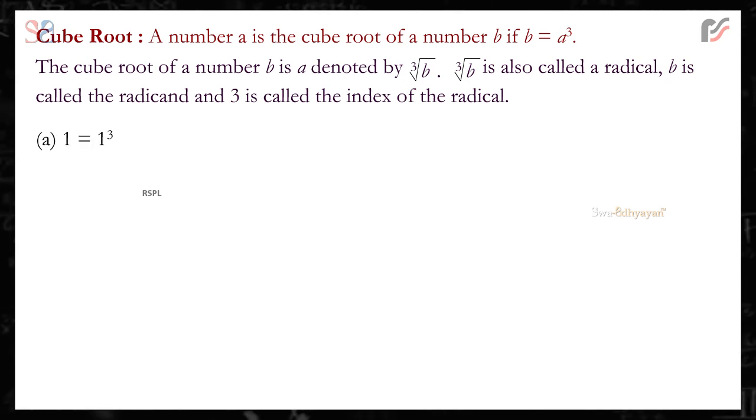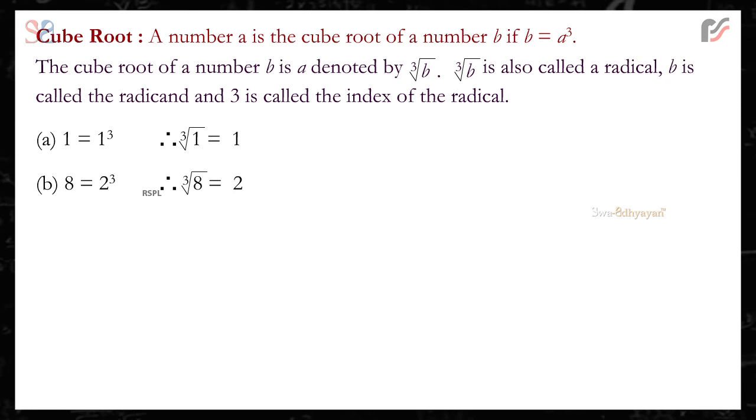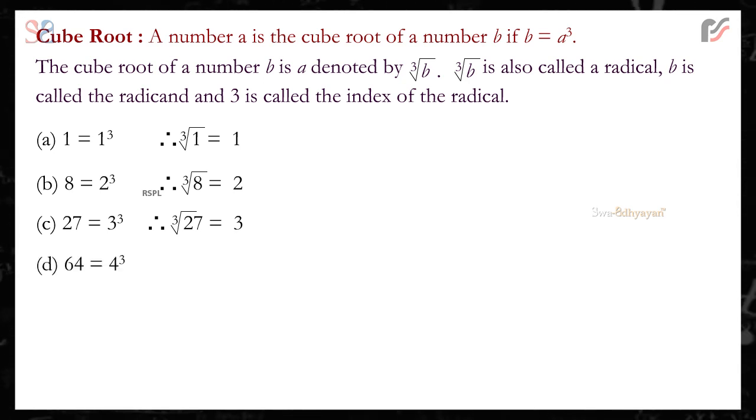A. 1 is equal to 1 cube. Therefore, cube root of 1 is equal to 1. B. 8 is equal to 2 cube. Therefore, cube root of 8 is equal to 2. C. 27 is equal to 3 cube. Therefore, cube root of 27 is equal to 3. D. 64 is equal to 4 cube.